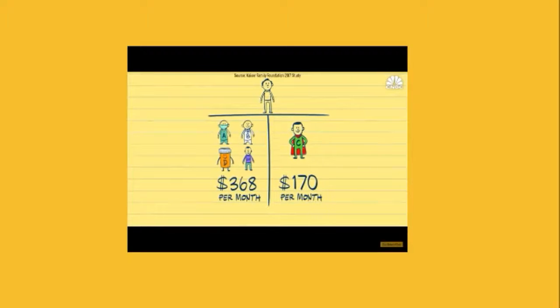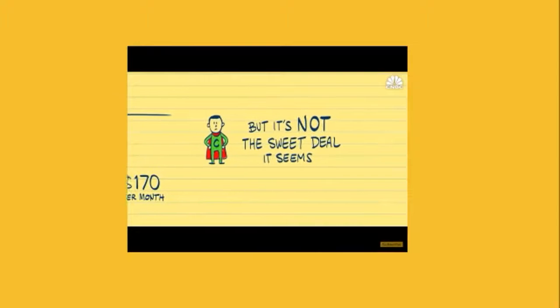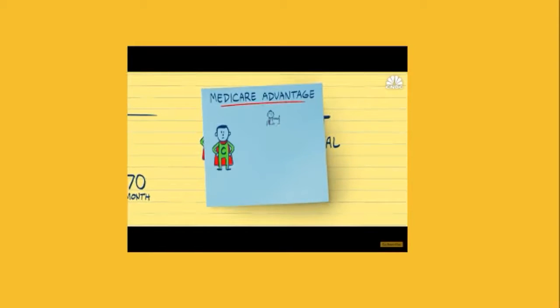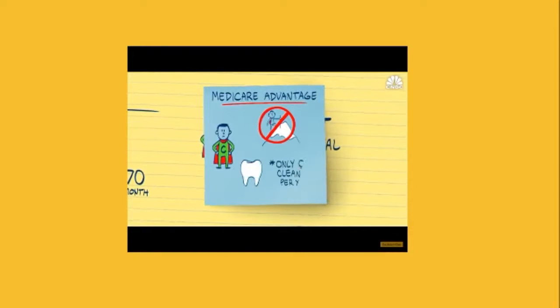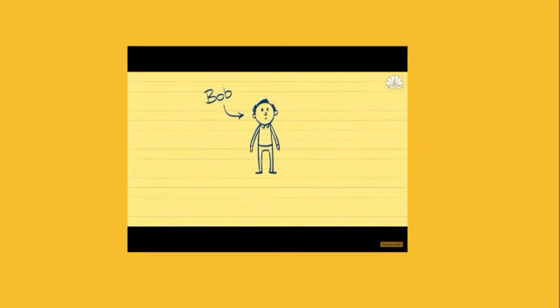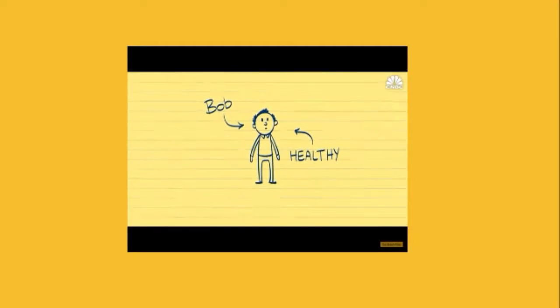That may seem like a no-brainer, but that Advantage plan isn't quite the sweet deal it seems. Here, Bob won't be covered in Switzerland when he sprains his ankle hiking in the Alps, and that dental coverage is only good for one cleaning a year. It's a lot to think about, but luckily for Bob, he's healthy enough to cherry-pick his options.